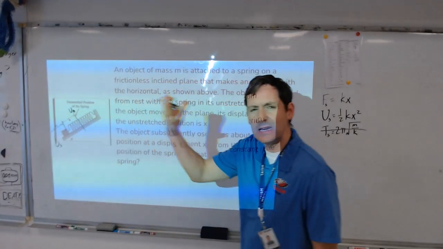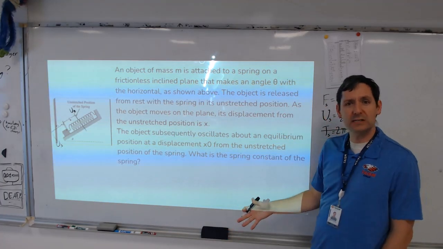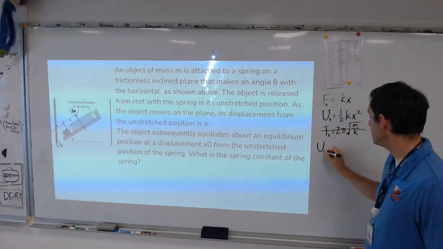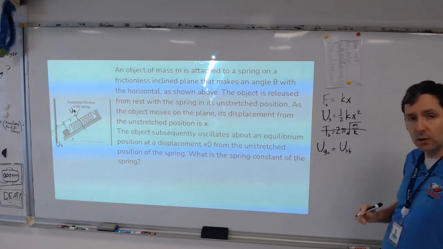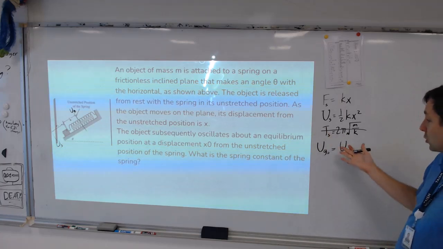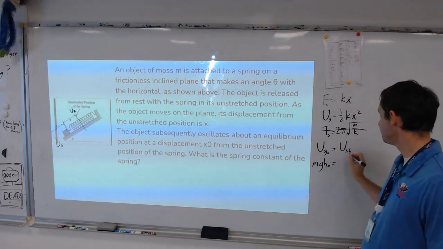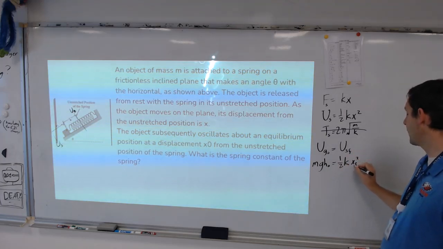And so my natural way of thinking is, well, it's oscillating. There's no outside forces. Energy is conserved. So therefore, I'm just going to go UG initial is equal to US final. That's what we just talked through. So UG initial would be mgh initial, and that would equal 1/2 kx squared final.